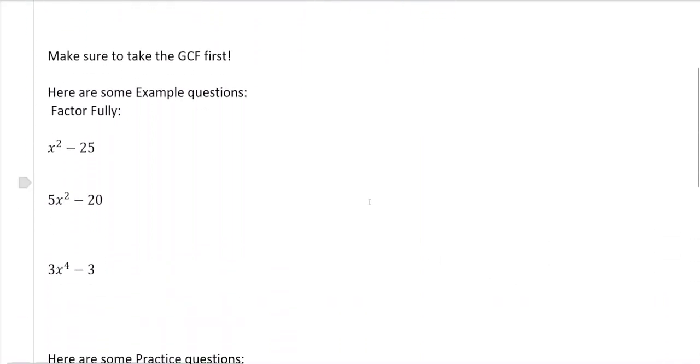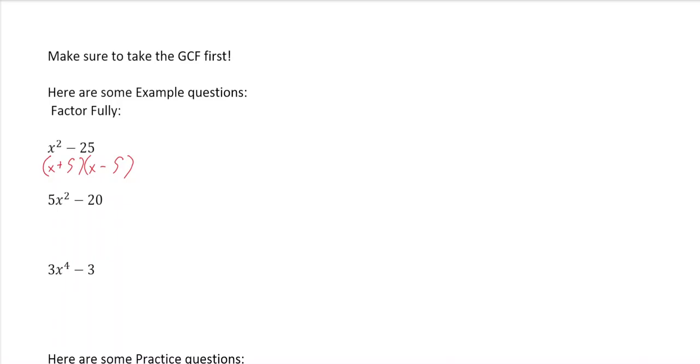Make sure that you take a GCF first if you can in a specific question. So here it is. We're going to take the square root of the first one, which is just x, and we're going to put it in like this. We're going to do a positive version, a negative version. Then we take the square root of the second one, which is 5, and we put it in like that.